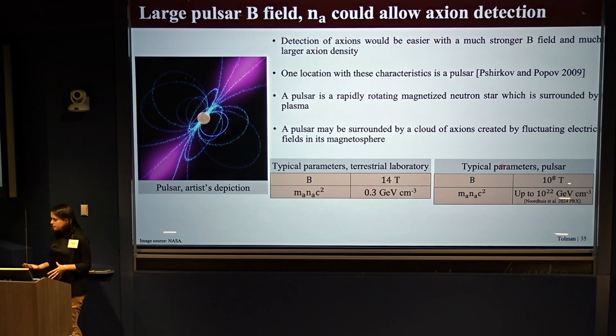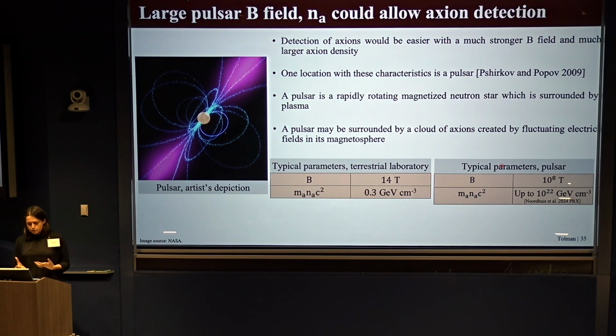So detection of axions would be much easier with a stronger magnetic field and much larger axion density. One location with these characteristics is a pulsar. A pulsar is a rapidly rotating magnetized neutron star which is surrounded by plasma. You can see an artist's depiction of a pulsar on the left side of this slide. So you see the neutron star in orange. You see the magnetic field around it in blue. And you see some emission coming from the pulsar in purple here.